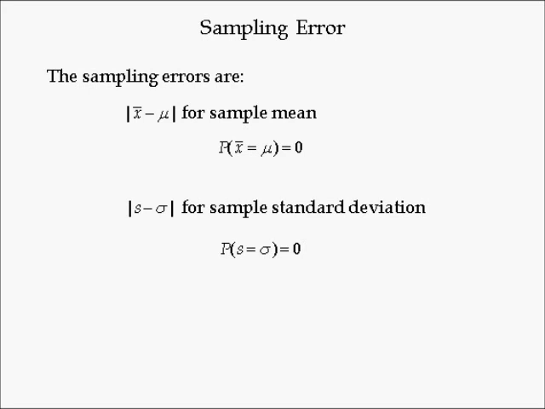Sampling error for the sample proportion. This exists because the probability that the sample proportion will equal the population proportion is 0, because the sample proportion, again, could theoretically take on infinitely many values between 0 and 1, while the population proportion is some given value between 0 and 1.